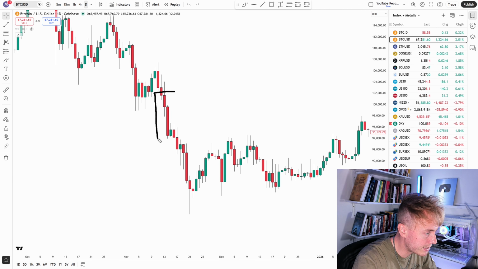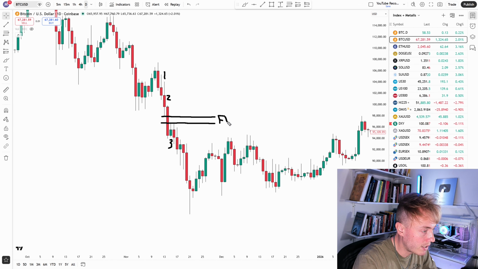If you look at these three candles right here, if we say that this is candle 1, this is candle 2, and this is candle 3, you can see that if we draw a gap here between the lowest point of candle 1 and the highest point of candle 3, we actually have a clear fair value gap right here.